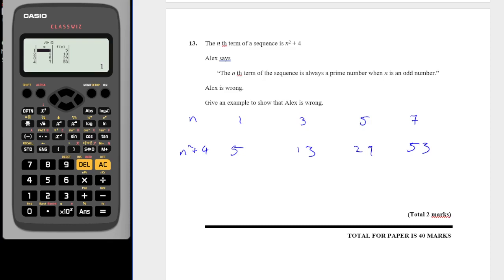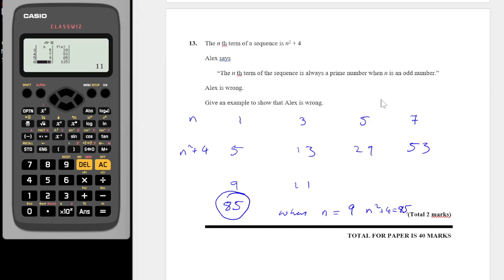I'm going to go a bit further then, so these all look like prime numbers to me, so let's go 9 and 11 as well. So 9 is 85, which is definitely not a prime number. Give an example, so when n is equal to 9, n squared plus 4 would be equal to 85. There we go.